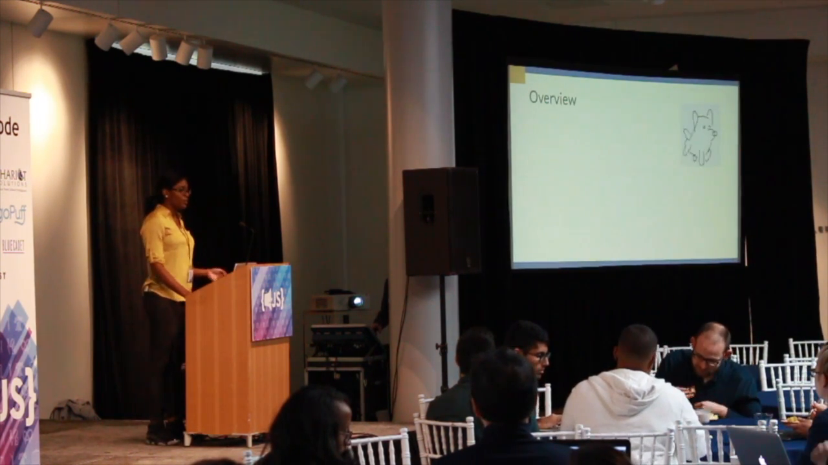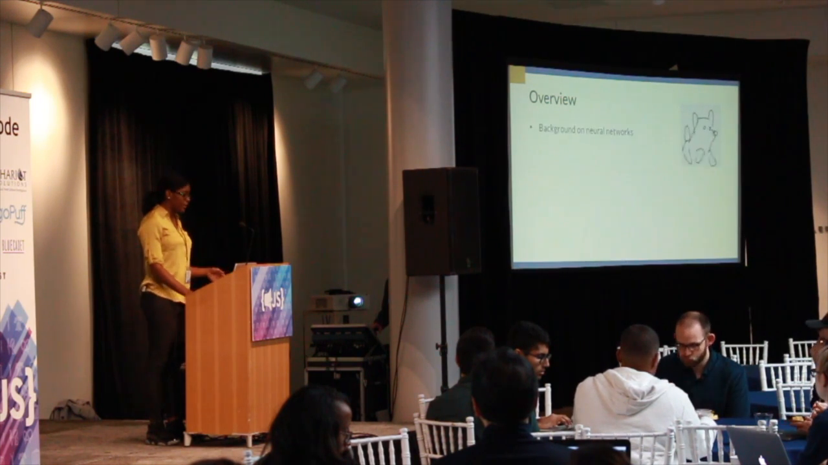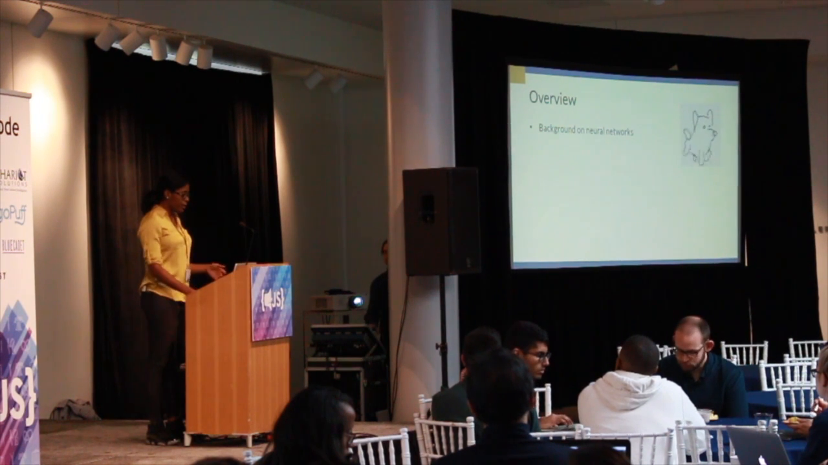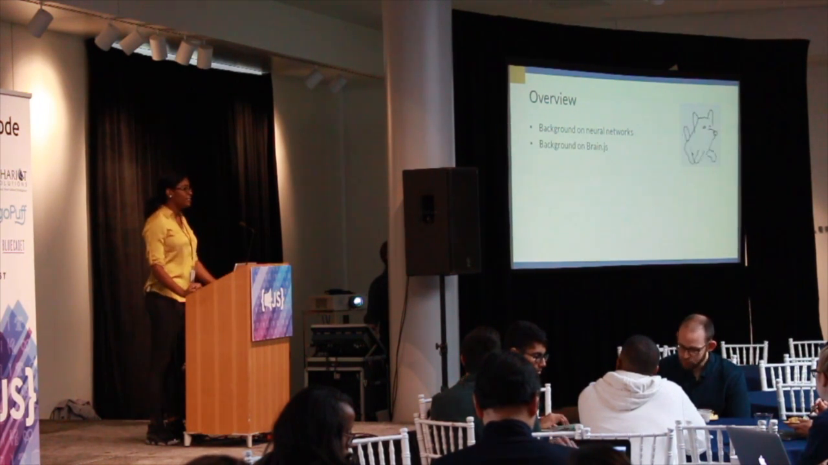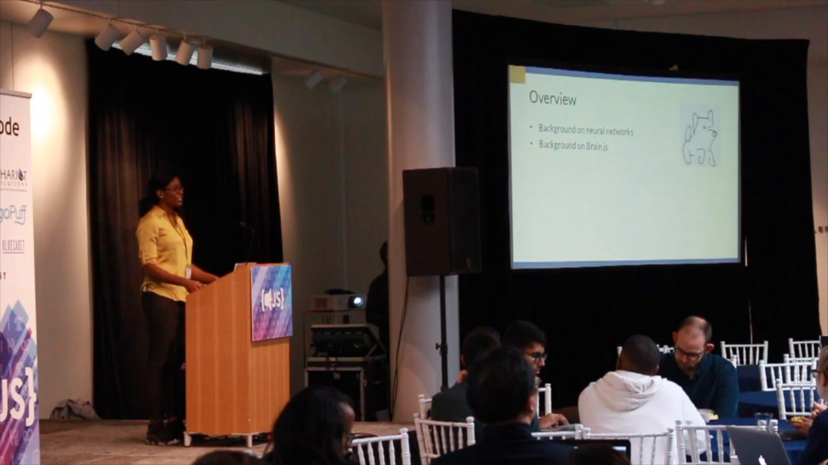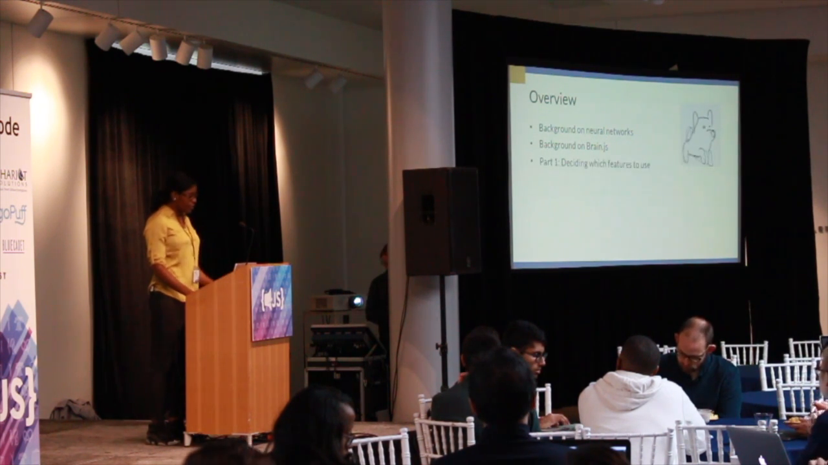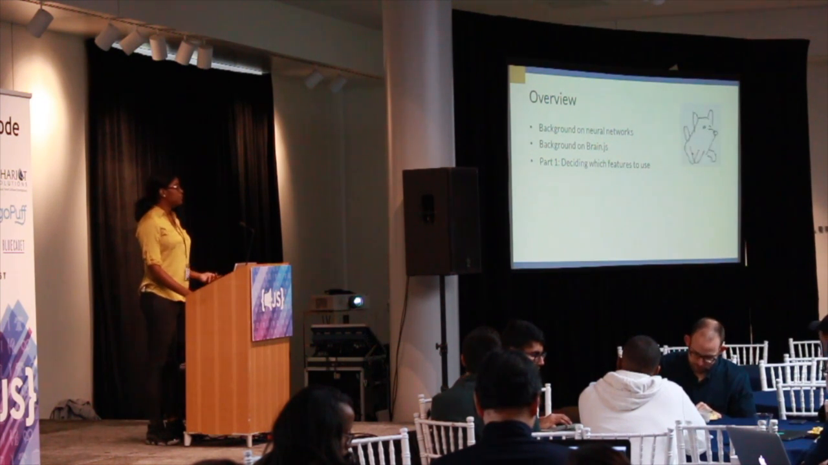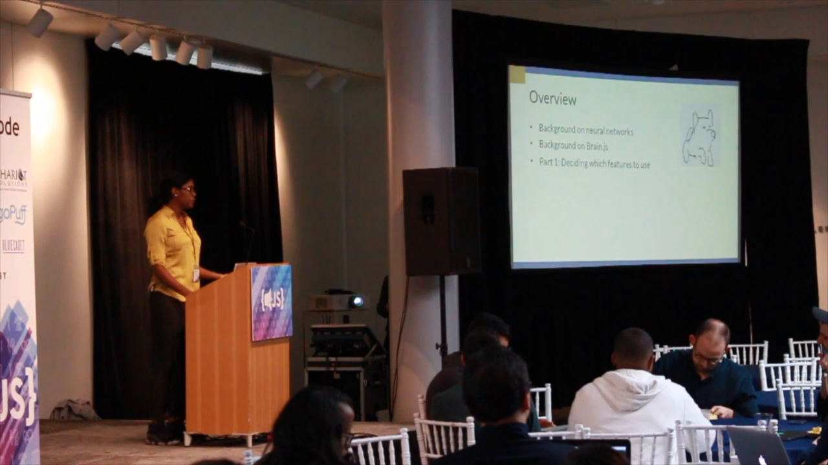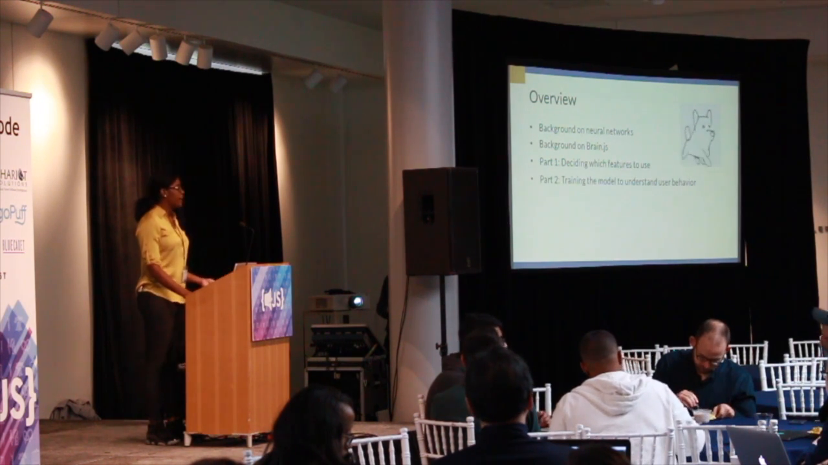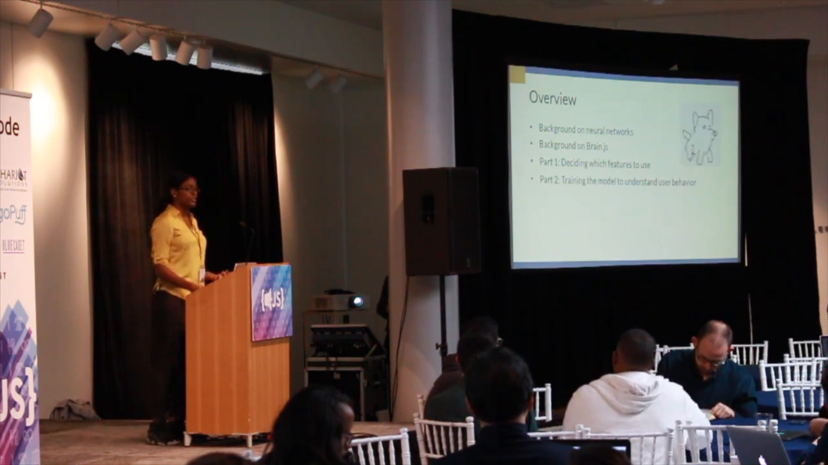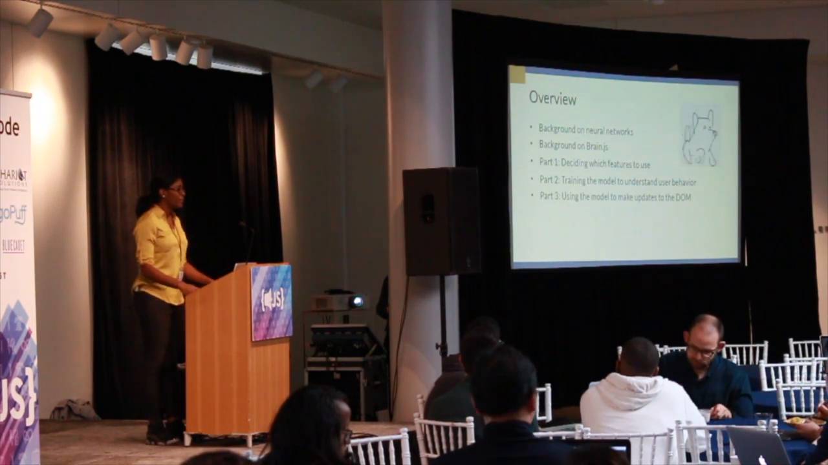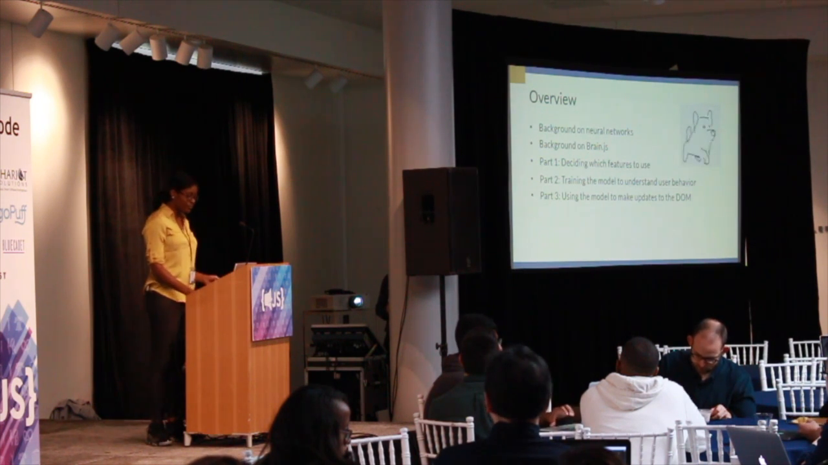user-friendly. Just a quick little overview of what I'll be going through today. We'll have some background on neural networks and how those work. And we'll go through Brain.js and kind of why I chose it over TensorFlow. Then we'll get more into the technical part. So we'll talk about how do you decide what features to use for your machine learning model. And then we'll get into how to train that model to understand your user's behavior. And we'll talk about using your model to make live updates to the DOM.